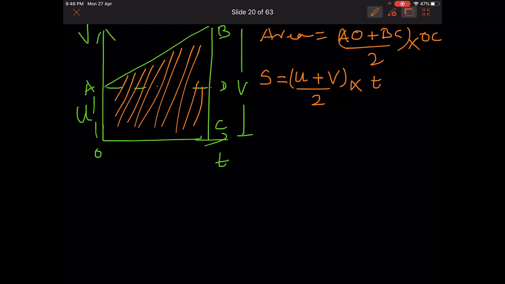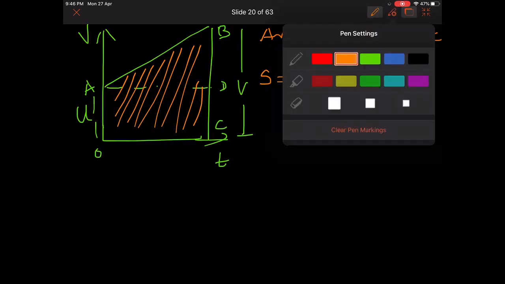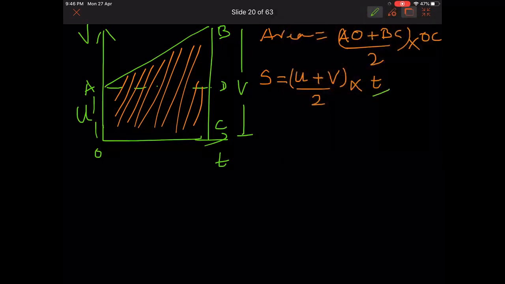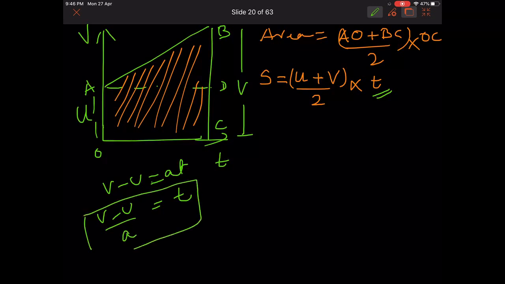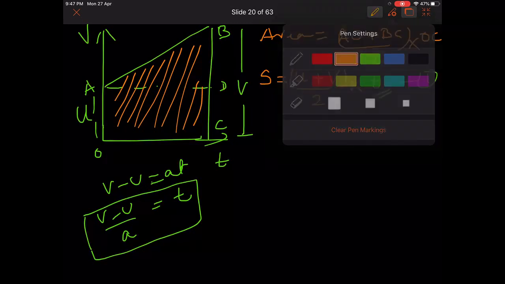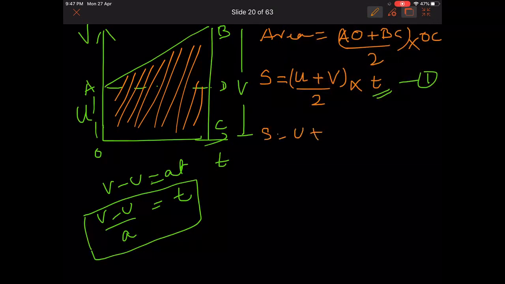Now in this equation, we have to substitute the value of time. So here the catch is substituting the value of time. Now from the first equation of motion, we know that V minus U is equal to AT. So from this equation, substitute the value of T as V minus U upon A. Substitute this value in this equation. If you substitute the value, you will be getting S is equal to U plus V upon 2, into V minus U upon A.